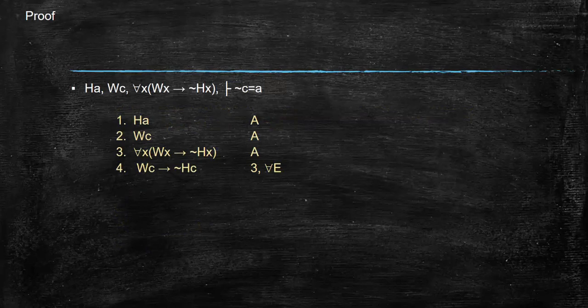We get from assumption 3, a universal elimination, and we could go to either C or A. So if we go to C, if Corey is wealthy, then it's not the case that Corey is happy. What does that allow us to do? Well, it allows us to generate by conditional elimination that it's not the case that Corey is happy. Well, how would we go on from there?